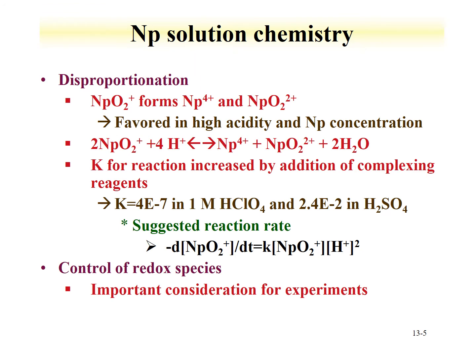So if you wanted to limit disproportionation in a solution, you would limit both the neptunium concentration of the pentavalent oxidation state and the acidity.